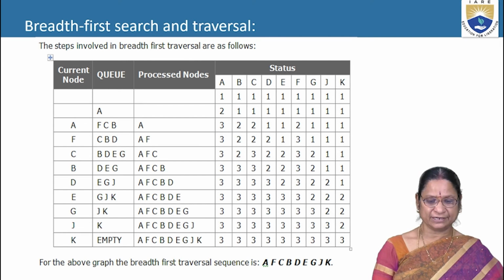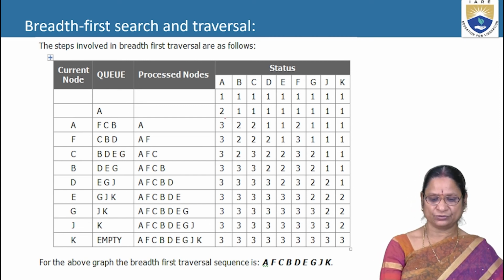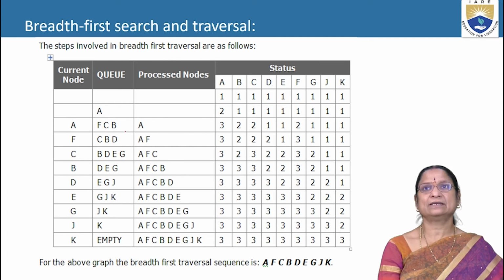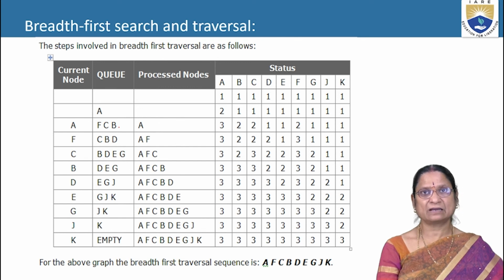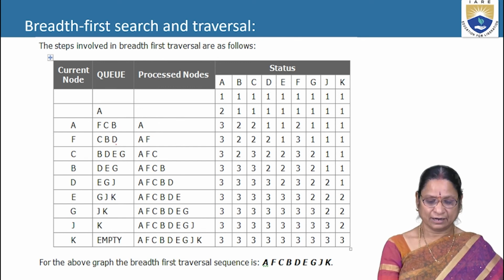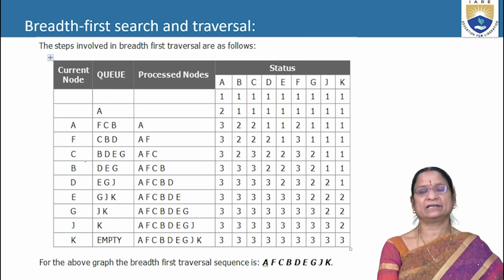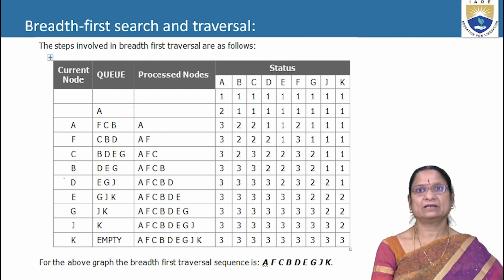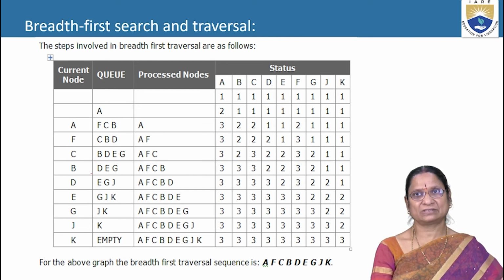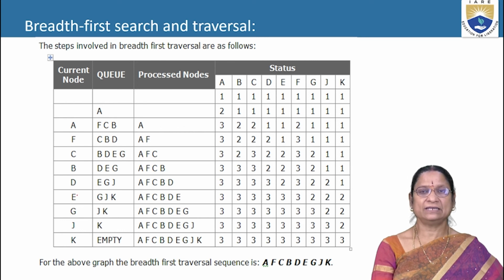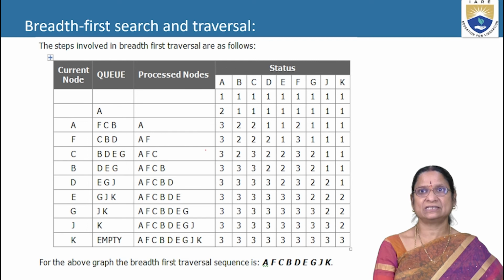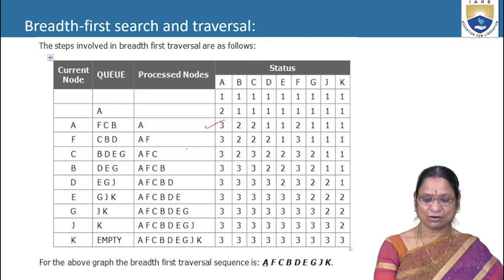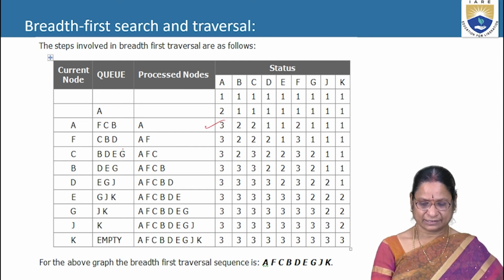When it is inserted into the queue, its status is changed to 2. We are considering breadth first now, all its neighbors. All its neighbors are inserted, and we are deleting from the front end: each first neighbor, then neighbors of the first neighbor. When we are deleting from the queue, we change its status to 3 as we are processing, and all its neighbors are inserted.